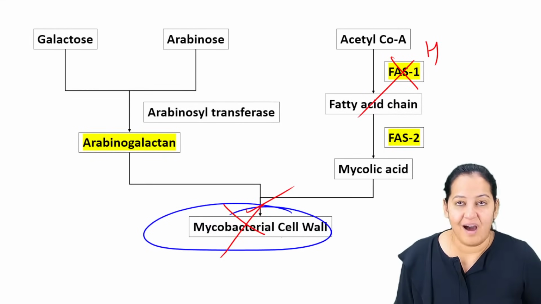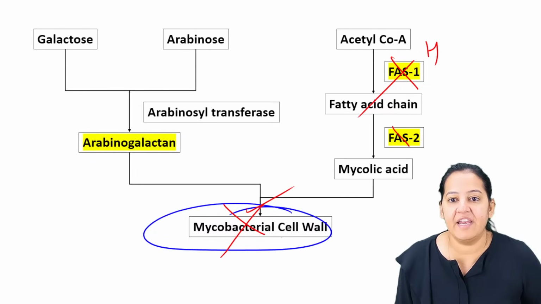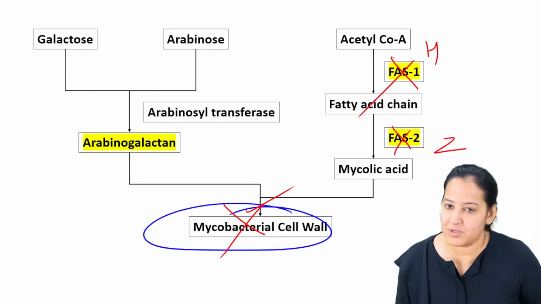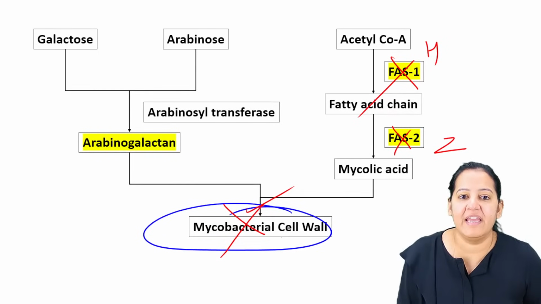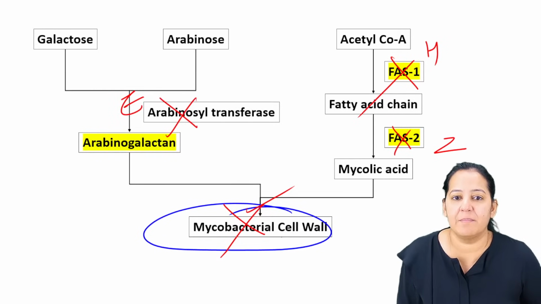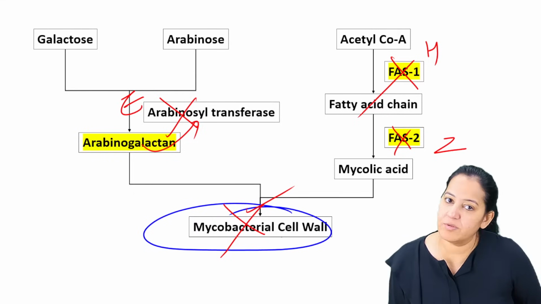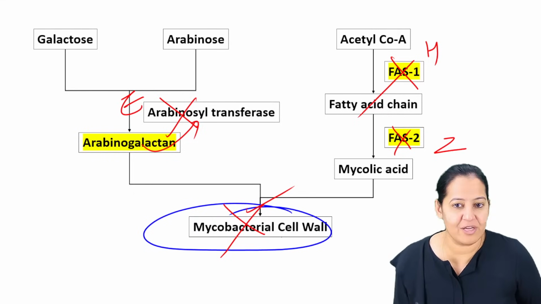HRZ, Z inhibits FAS2. No FAS2, no cell wall, the bacteria will die. HRZE, E inhibits arabinosyl transferase. By mistake, this should be yellow. So no arabinosyl transferase, no cell wall.